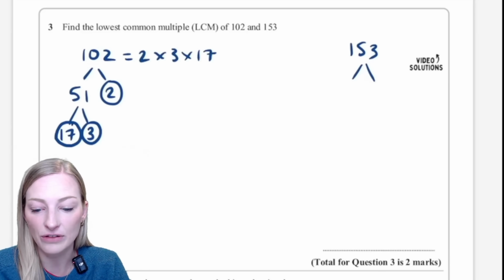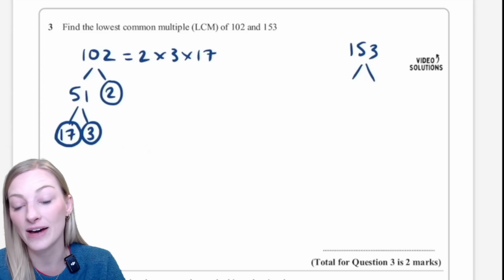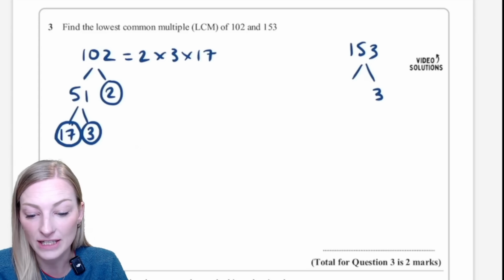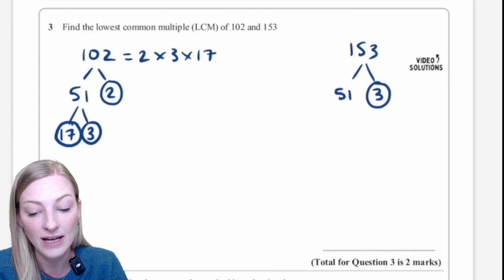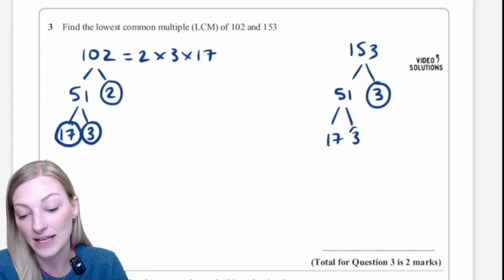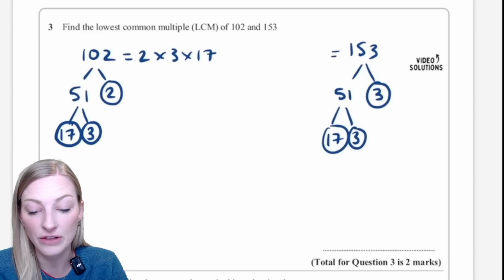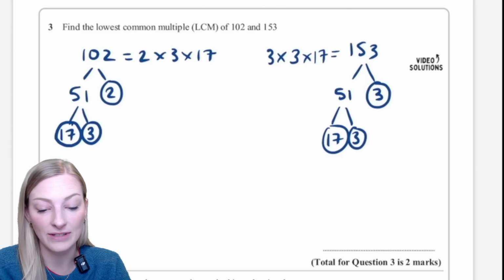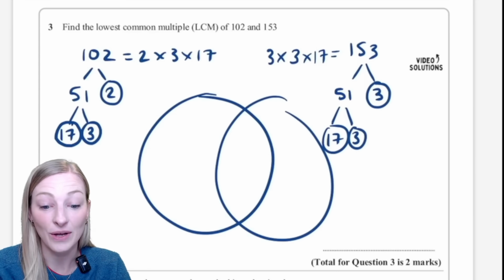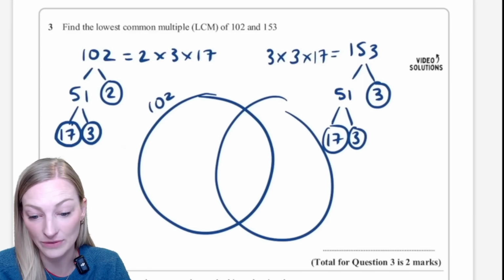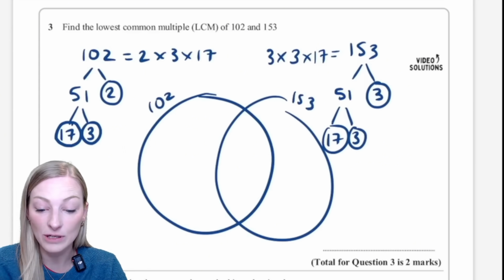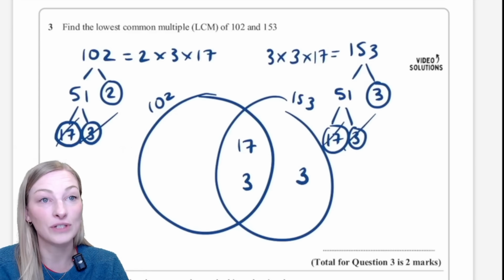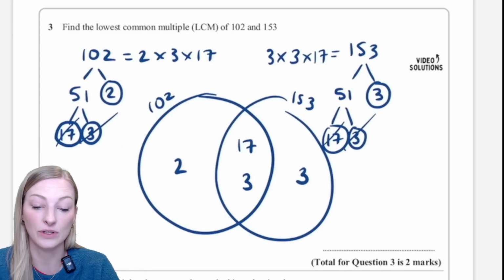And 153, again, we can see that 1 add 5 add 3 is 9, and therefore it must be in the 3 times table. So this is 51 multiplied by 3, and we already saw that 51 was 17 times 3. So 153, written as a prime factorisation, is 3 times 3 times 17. Now we're going to do our Venn diagram. So this circle's for 102 and this circle is for 153. And in the middle, we can put a 17 and a 3 in the intersection. And we're left with a 3 on the outside over here, and a 2 on the outside over here.